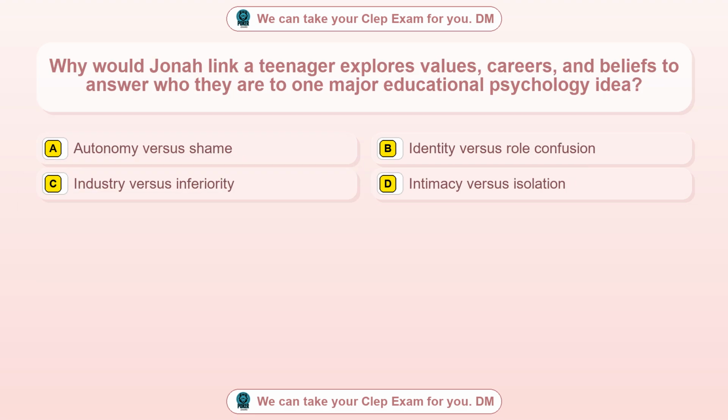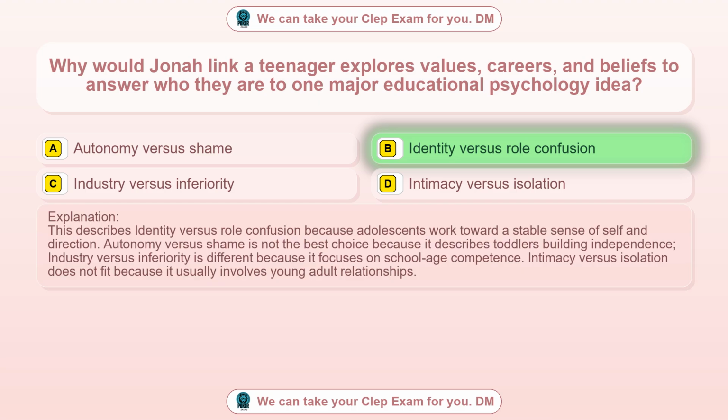Question 20. Why would Jonah link a teenager exploring values, careers, and beliefs to answer who they are to one major educational psychology idea? Option A, autonomy versus shame. Option B, identity versus role confusion. Option C, industry versus inferiority. Option D, intimacy versus isolation. The correct answer is option B, identity versus role confusion.